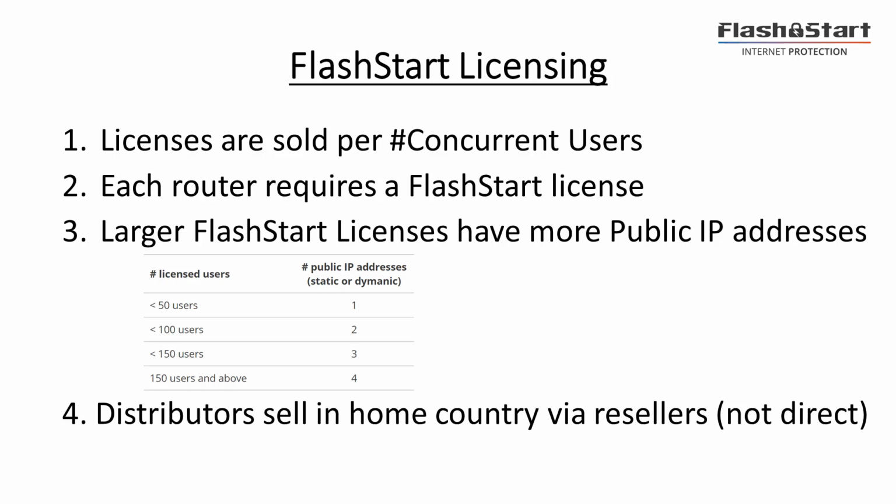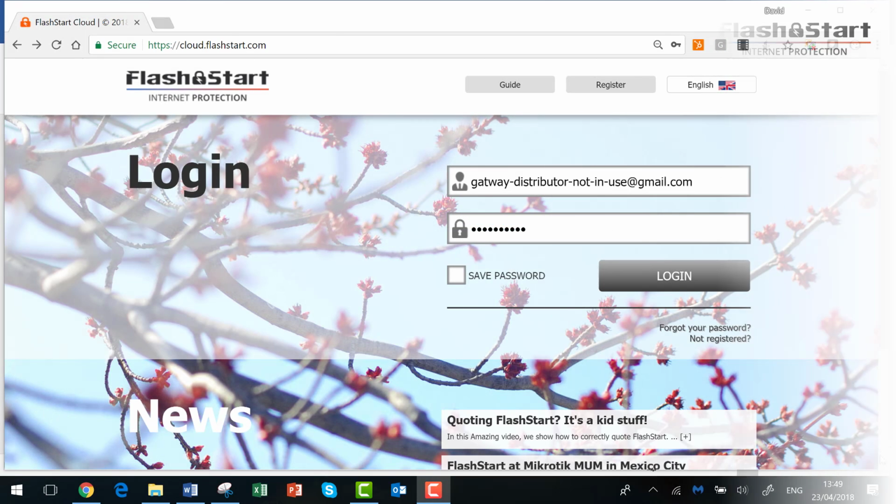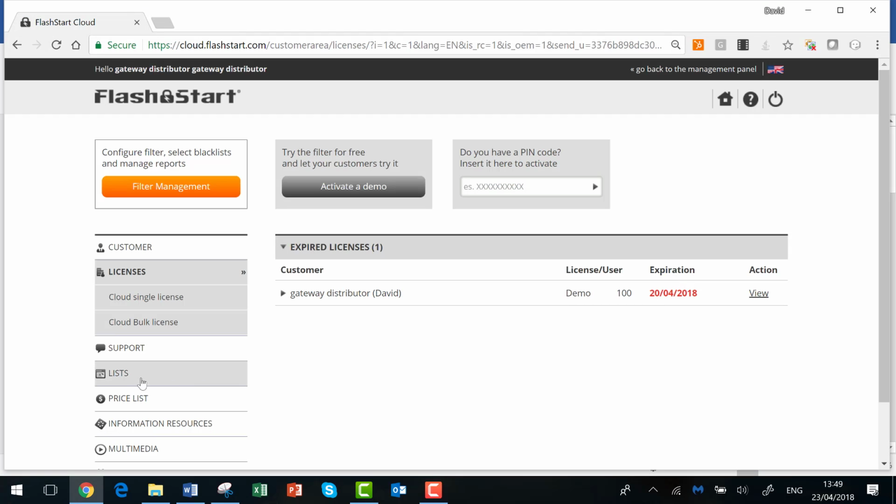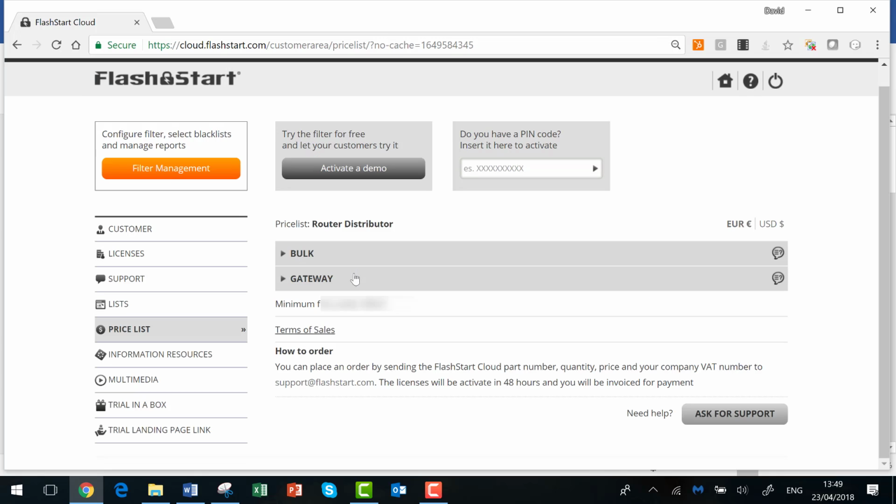So let's move on to looking at the pricing tool. You need to log on here to cloud.flashstart.com. Then log in with the email address and the password you've used to request the price list. You'll see on the left hand side the price list bar, and if you click that, that opens up the price lists available. We can see links to two types of price lists here, the bulk price list and the gateway price list. We're going to look at the gateway price list first.